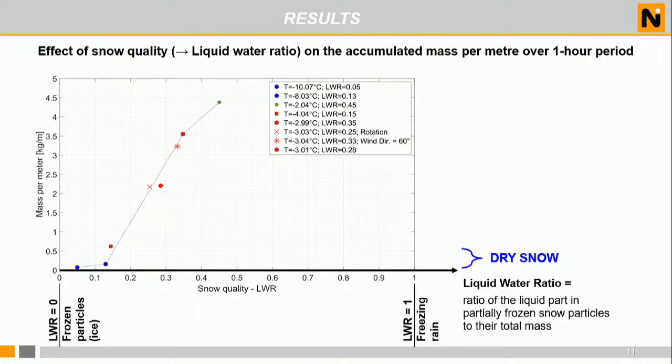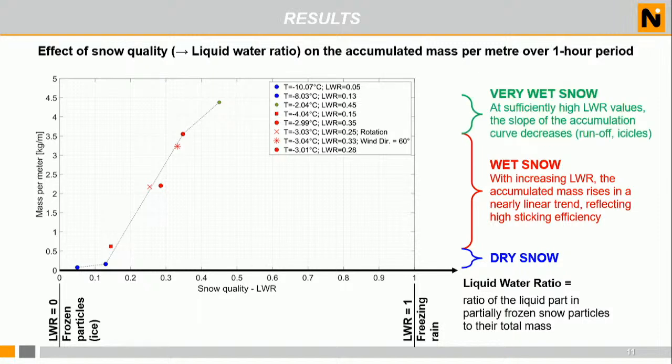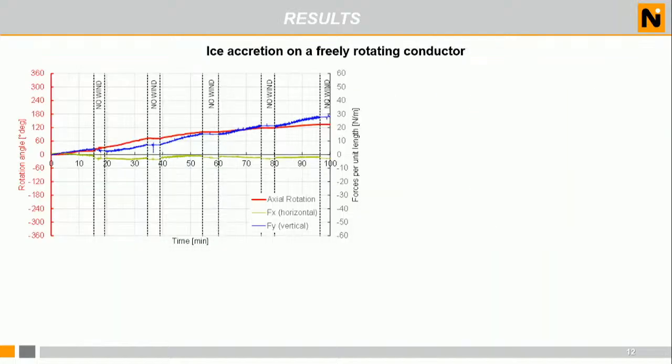If we have dry snow, we have very small accretion. If the snow is wet, the accretion increases almost in a linear trend, I would say, very rapidly, and then we see a change of slope if the snow is becoming very wet. This is because of freezing rain and the formation of icicles, so the water runoff effects which are responsible for this change of slope. In case of a rotating conductor, we see here a typical time history, typical test.